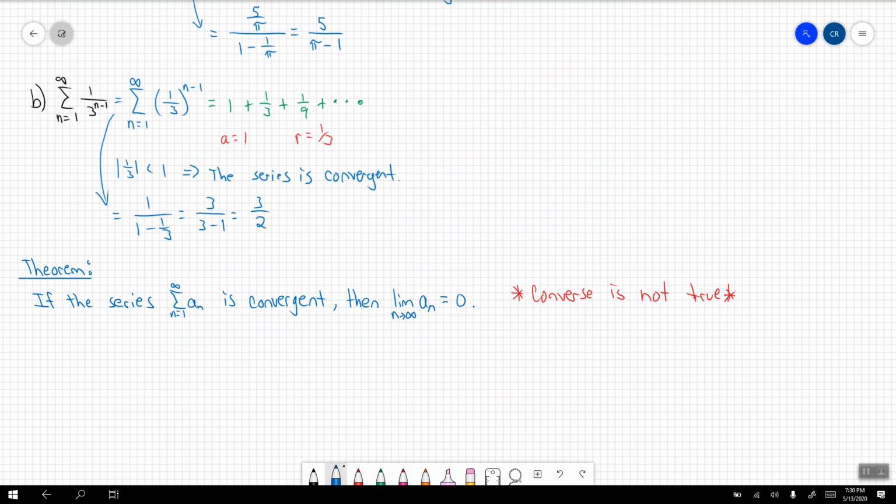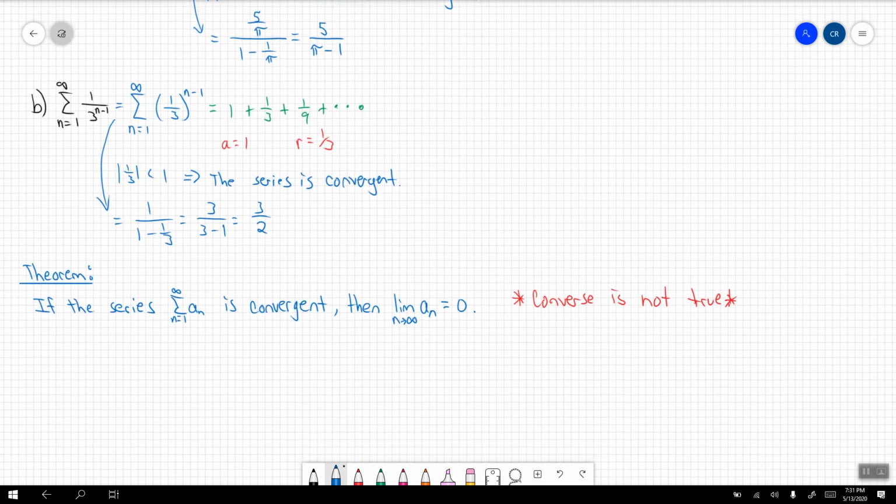This theorem says that if you have a series, the summation of a sub n, as n begins at 1 and goes towards infinity, if that series is convergent, then what this is going to tell us is that the limit of that function as n goes towards infinity must be 0. All right, so that's definitely going to be interesting.